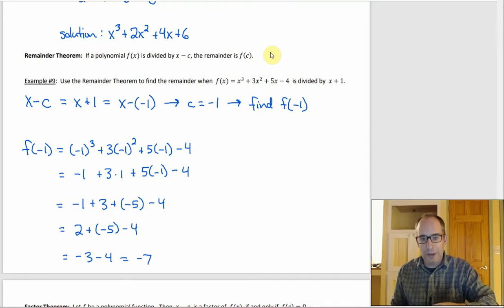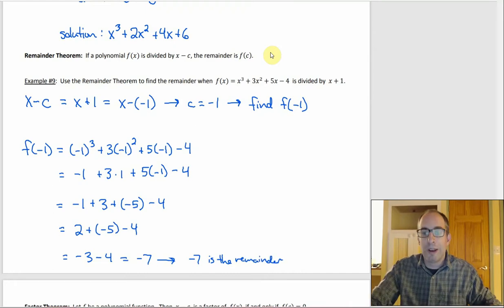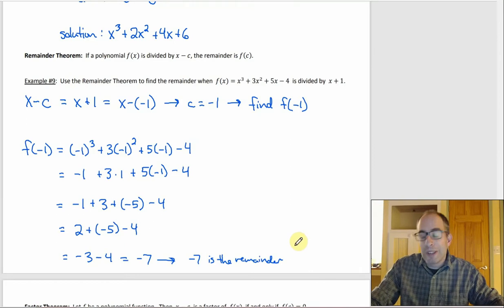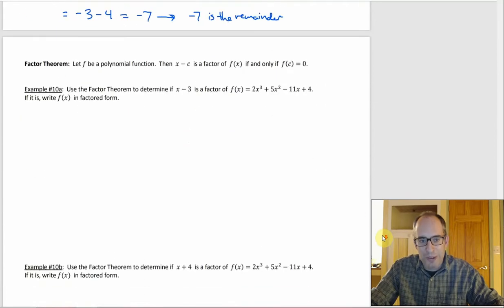So what does that tell you? That's the remainder. So negative 7 is the remainder when you divide by x plus 1. So it doesn't divide evenly, because if it did, you'd get a remainder of 0. And speaking of which, that's what the factor theorem is.